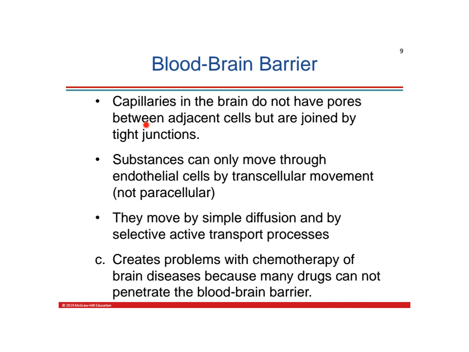So essentially, by having these tight junctions, it forces everything to move through the cells themselves that make up the endothelium of the capillaries. And so this allows the brain to be much more selective in terms of what enters it. So substances can only move through the endothelial cells by transcellular movement, so not paracellular. They move by simple diffusion. So gases, for example, like oxygen and CO2 can move very easily through membrane, and we talked about that in the past. But for polar molecules that are a bit larger than, say, glycerol or urea, you would need selective active transport processes.